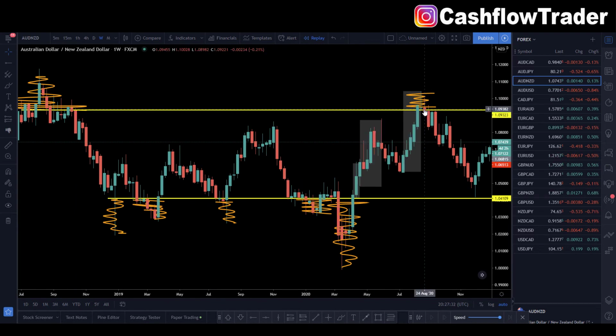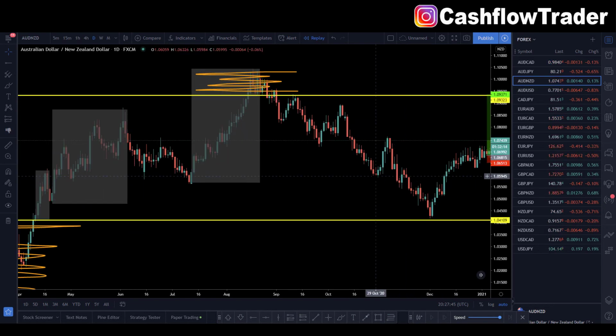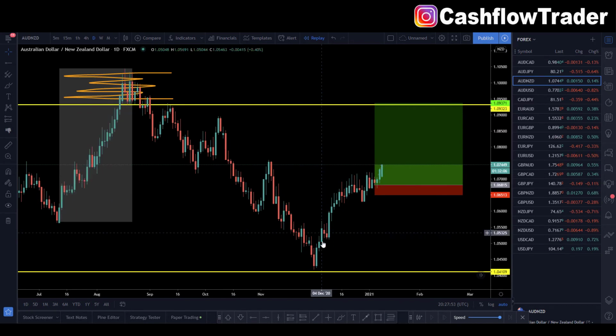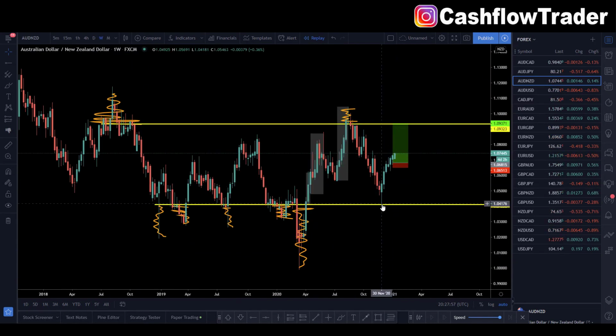When it fails on weekly, we're using weekly to see where the market will pull back down to. So it came back down to these levels. From these levels, it took off, but didn't create a new high. And then it came back down to these lows here. And then obviously, if you look on weekly, there's a rejection at this point here.